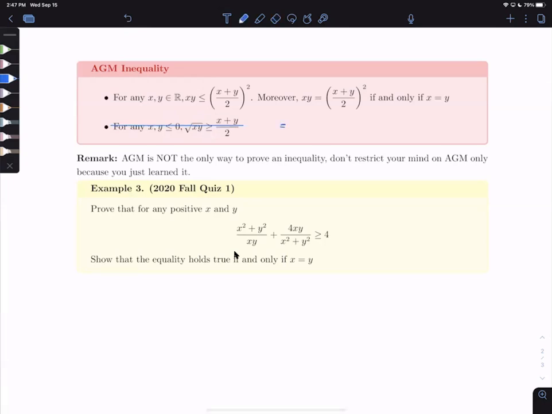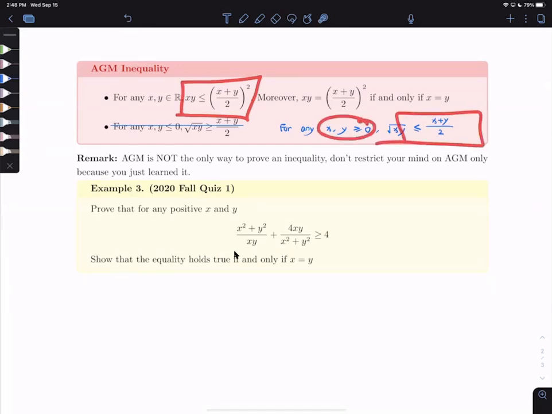So for any xy greater than or equal to 0, the square root of xy is less than or equal to (x plus y) over 2. This is the correct one. So this one always works. This one, you need to make sure they are greater than or equal to 0. That's all I want to say.